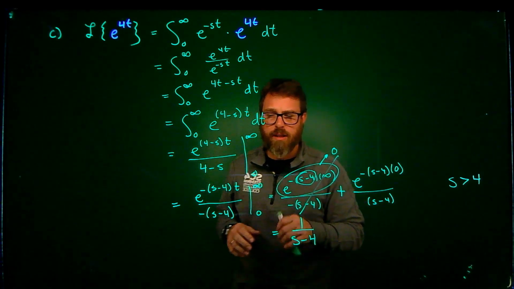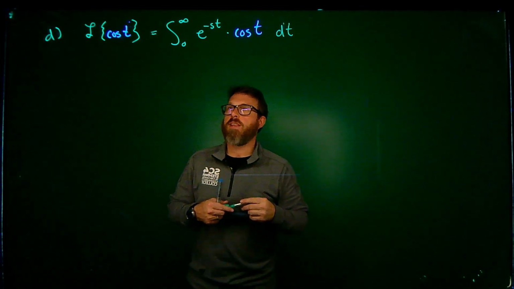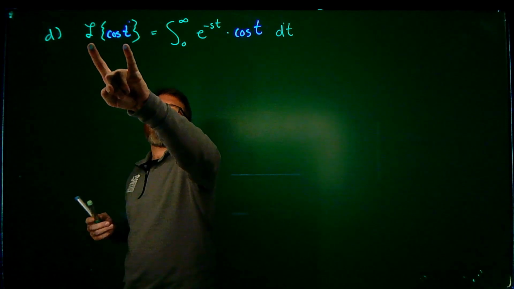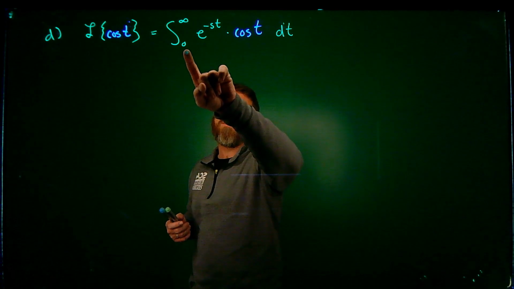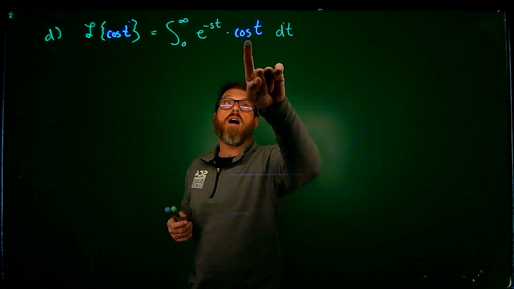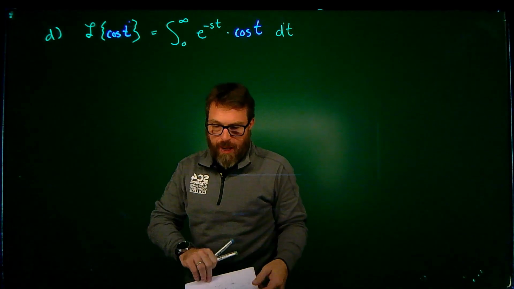All right, let's do the trig function next. Here's the setup for the exercise. I want to determine the Laplace transform of the cosine of t. So we know by definition it's the integral from 0 to infinity of e to the minus st, cosine of t, dt, whatever is here, goes here. So now we're going to have to evaluate this integral.